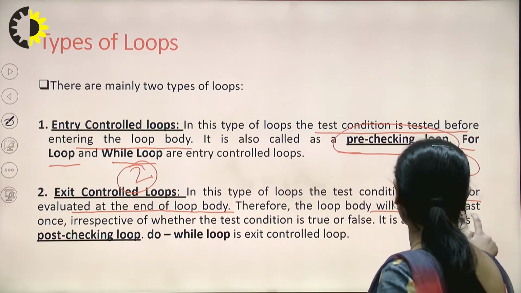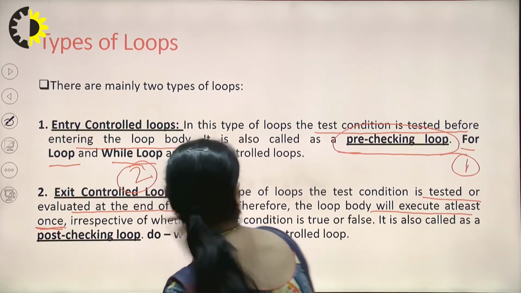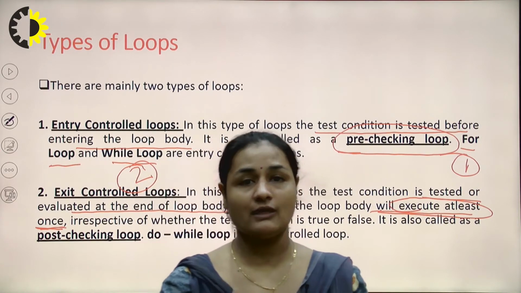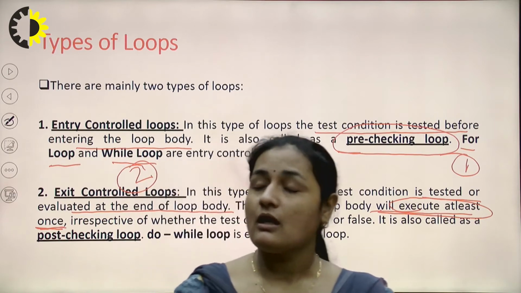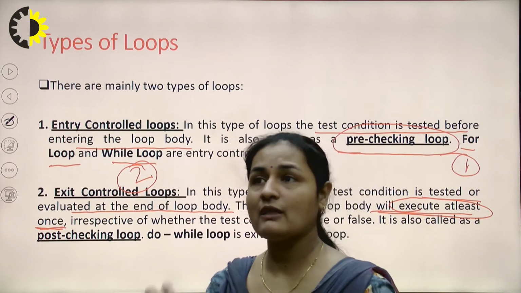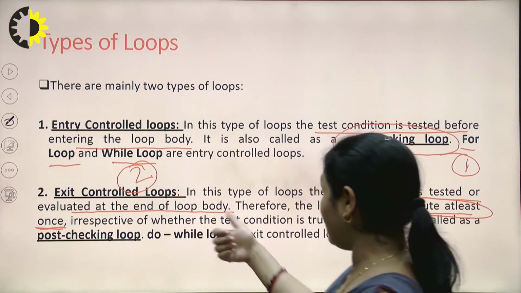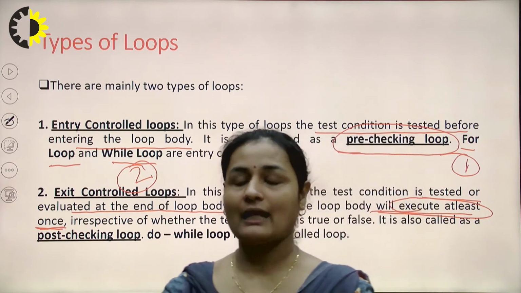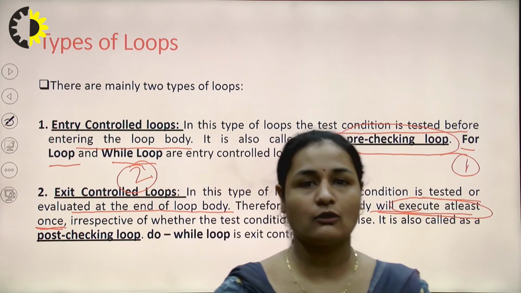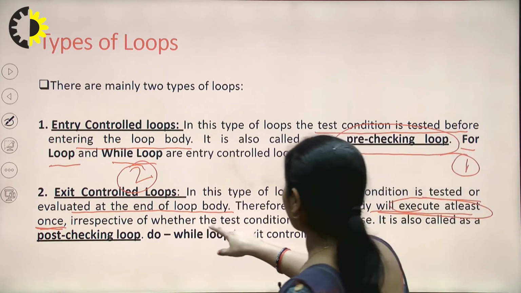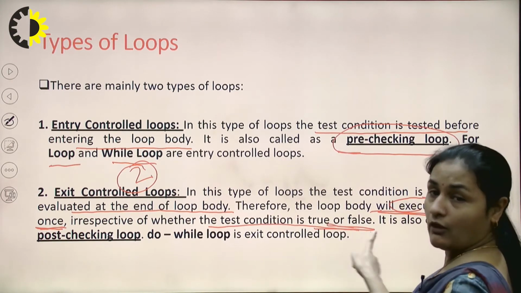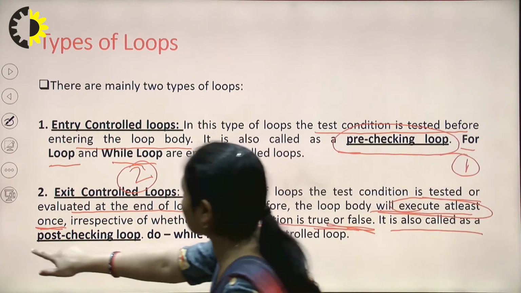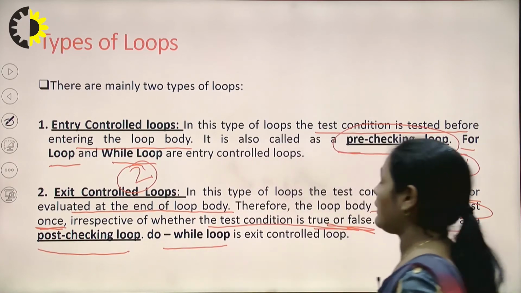Therefore, the loop body will execute at least once. This is the important line: in an exit control loop, the loop body is executed once. But in case of an entry control loop, if the condition is false, we will not enter the loop. In an exit control loop, whether the condition is false or true, the loop will execute one time because we check the condition at the end of the loop. Irrespective of whether the test condition is true or false, the loop will run one time. It is also called a post-checking loop. Do while is an example of an exit controlled loop.